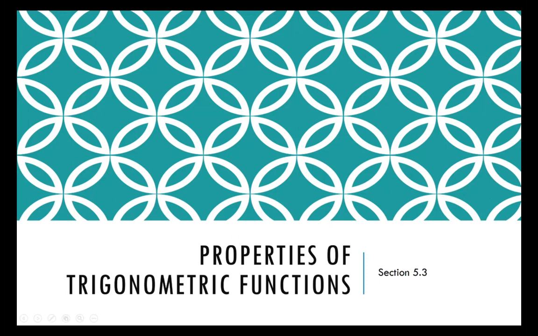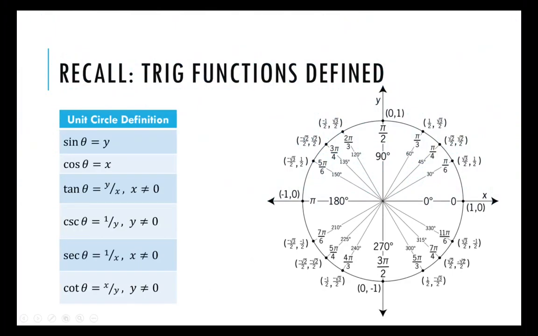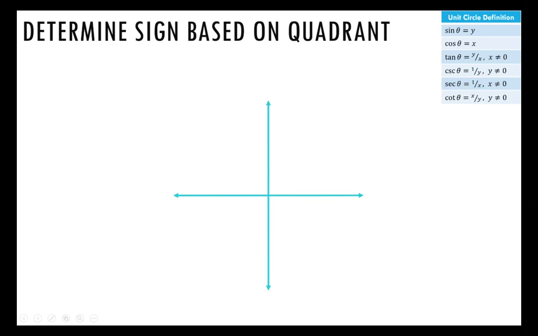Section 5.3, Properties of Trigonometric Functions. So once we have the definitions of the trig functions based on the unit circle, a couple things happen. Well, first thing we just want to discuss: how do we determine the sign based on quadrant?